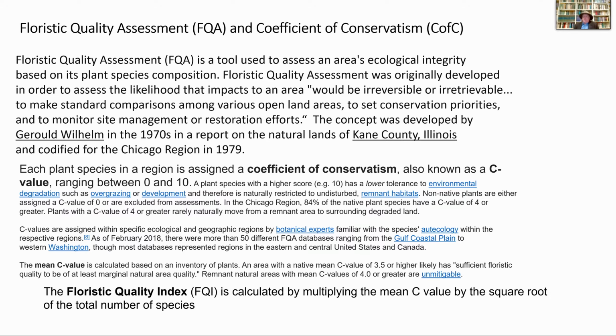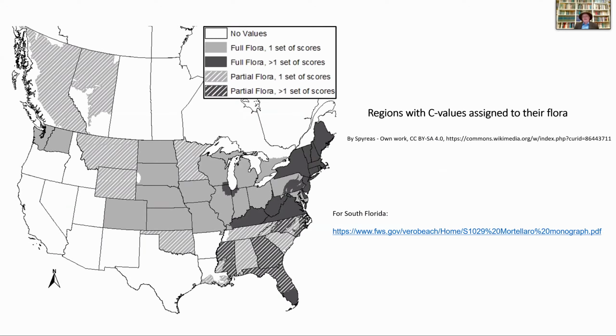And these are basically ranked on a scale of 0 to 10, and then calculations can be made using those of the quality of the particular landscape at any spatial scale you're looking at, from small plots up to an entire natural area. This has not been applied very much within the Southeast, but there actually are lists of these species and their coefficient of conservatism for South Florida, which I've provided the link to there, and then a partial list for some other regions.